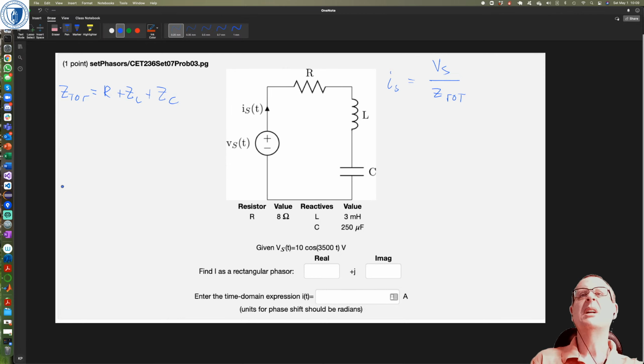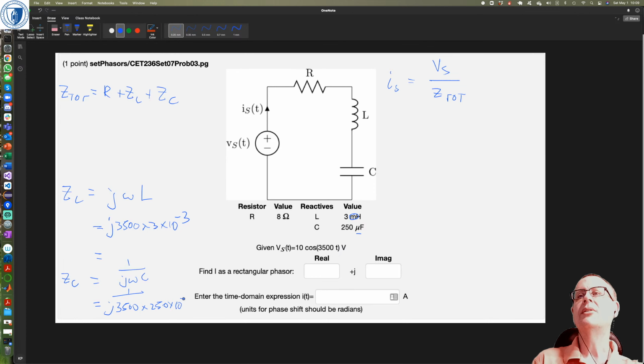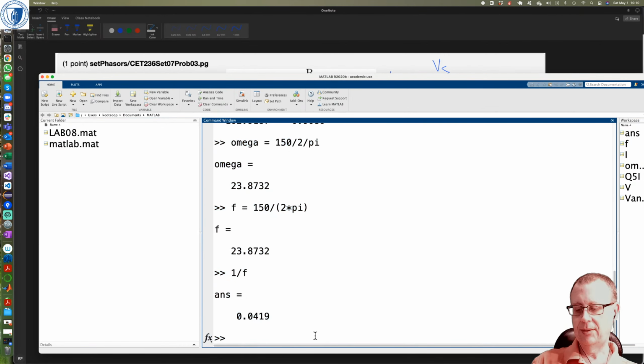Well, we know what R is. ZL equals J omega L. Omega is 3500, so it's J 3500 times 3 by 10 to the minus 3, which is milli. And I'll leave a line for that. Again, I can't do it in my head. So ZC is 1 on J omega C, which is 1 on J 3500 C, and C is now 250 microfarads, so it's 250 by 10 to the minus 6. Micro is by 10 to the minus 6. And let's fire up Matlab and let me just save this as homework 8 Q.